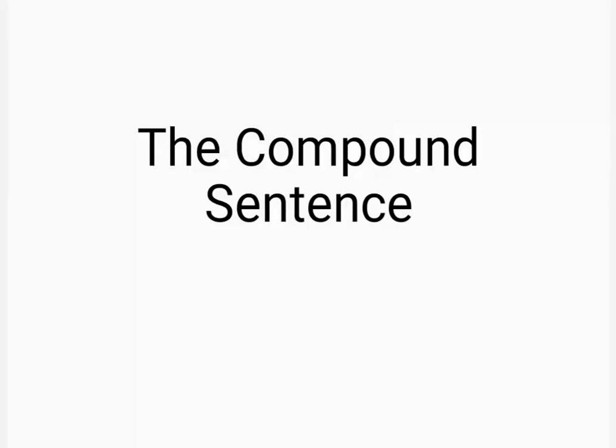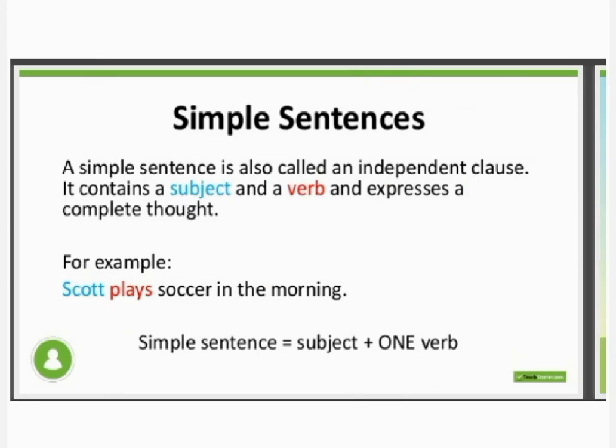In the previous chapter we have already discussed the sentence. In this video we will discuss the simple sentence and the compound sentence. So let us start with simple sentences. A simple sentence is also called an independent clause. It contains a subject and a verb and expresses a complete thought.